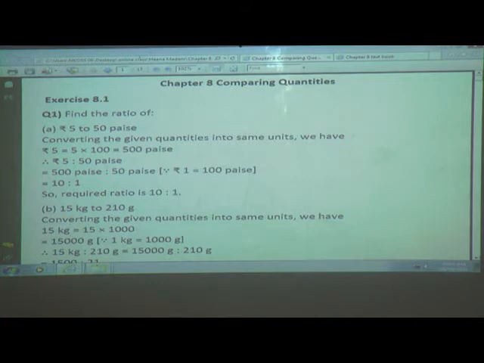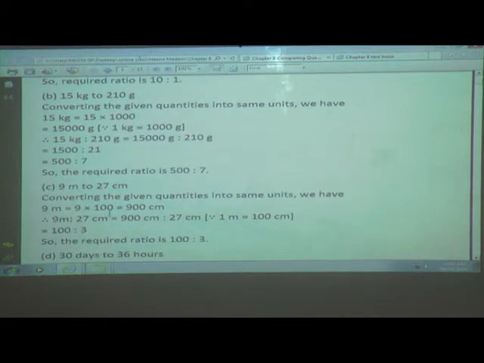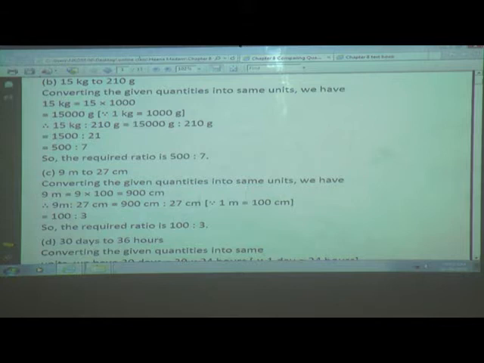In this way we found the ratio of rupees 5 to 50 paise. We have another quantity here, that is 15 kg to 210 gram. Here we have kg and here we have gram. Similar to what we did in the previous question, where we converted rupees to paise, here we will convert kg into gram, because we require the units to be the same when we want to compare, or find the ratio.